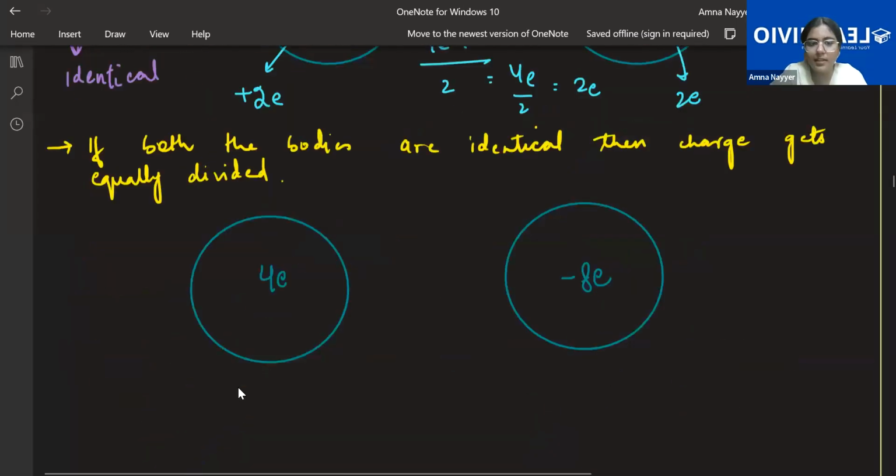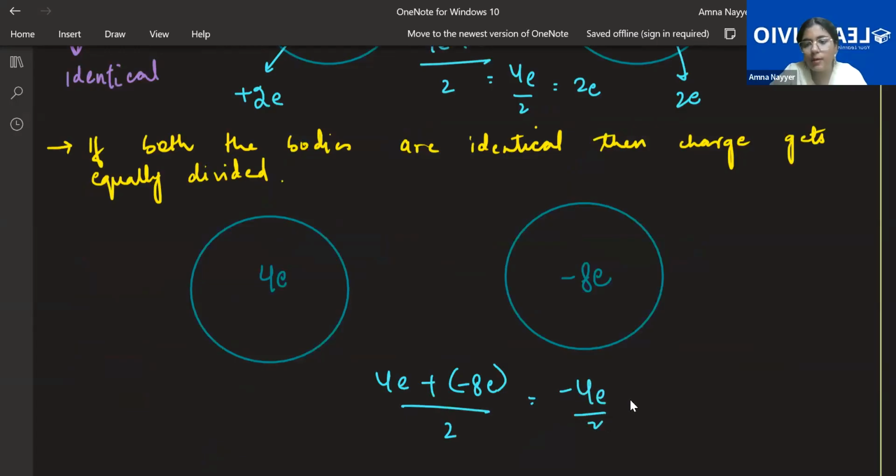4e and minus 8e. So the net charge will be 4e plus minus 8e, divided by 2. So this is minus 4e by 2, which is minus 2e. This will reduce to minus 2e, this will rise to minus 2e. Okay, both of them will have minus 2e.